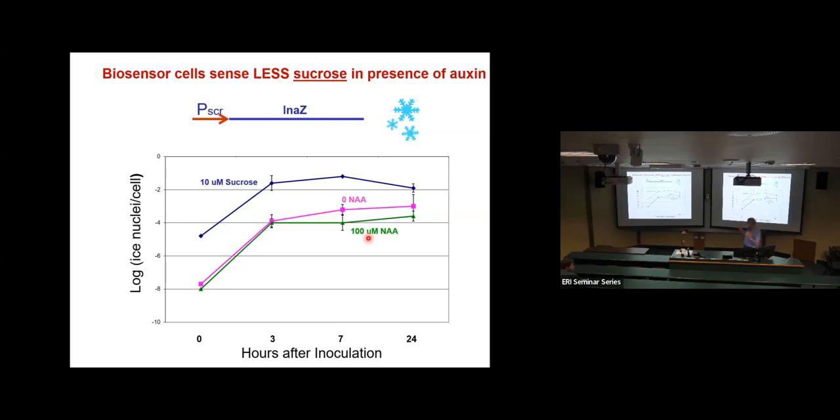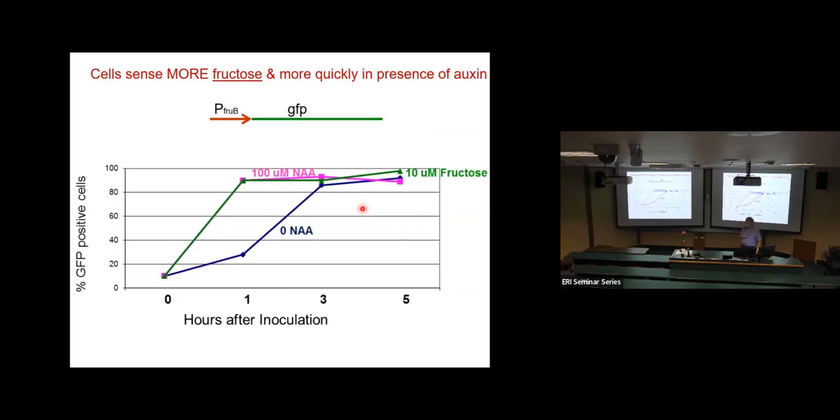But it was the opposite. We did it over and over. We always got the wrong answer. In this case, we saw less sucrose present on the plant in the presence of the auxin compared to the, quote, normal plant. So less sucrose was available in the presence of auxin, but the opposite was true for fructose. We already described the fructose reporter. In this case, we see in the green compared to the blue that the presence of auxin actually made fructose much more available. Lower sucrose, more fructose.